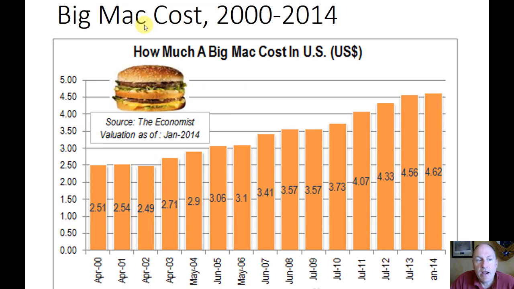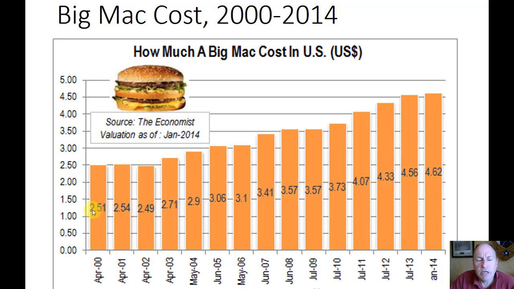So let's look at the concept of rate of change with the Big Mac and its cost in this century, at least up till 2014. This is a chart that shows the cost of a Big Mac in US dollars from the year 2000 to the year 2014. In 2000, it was $2.51, and the price has been non-steadily rising until in 2014, it was $4.62. So the question is, how do we find the rate of change of this?